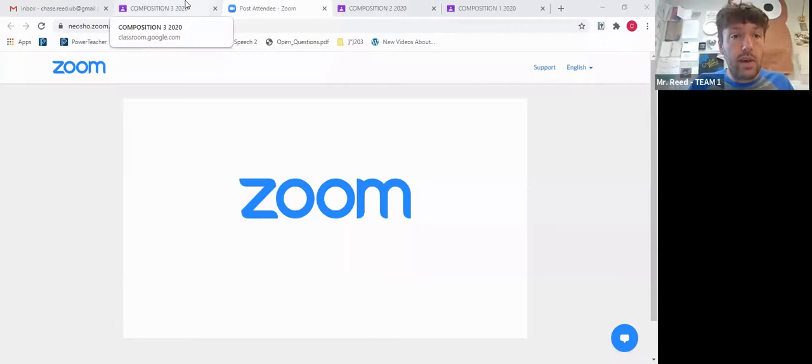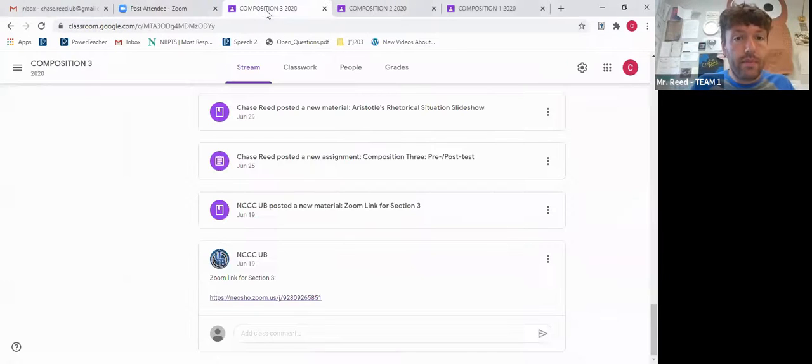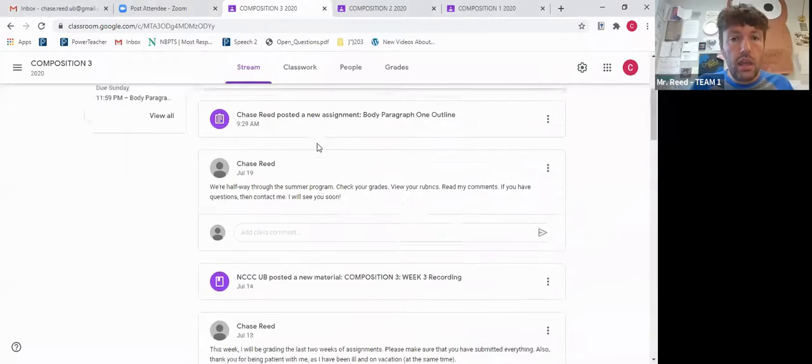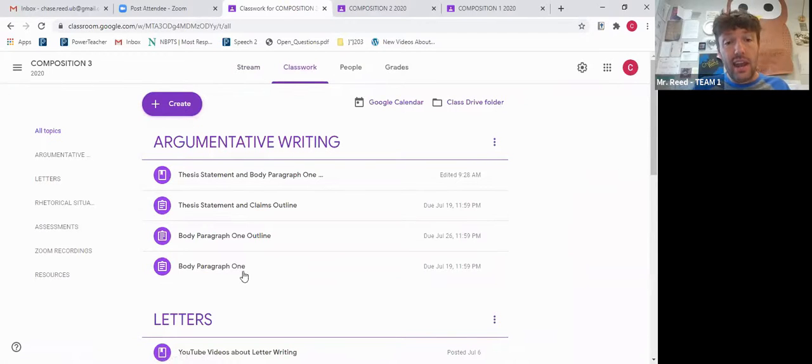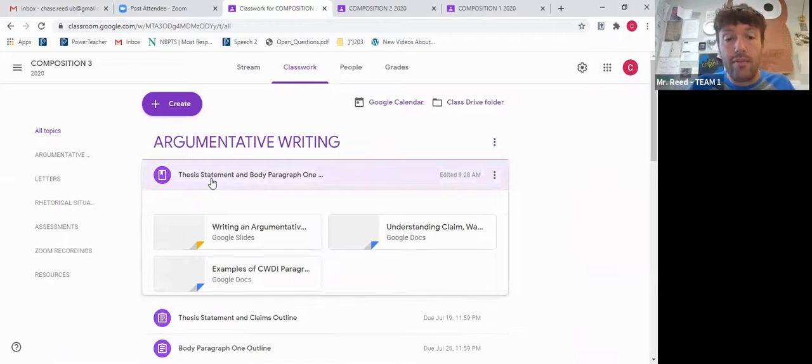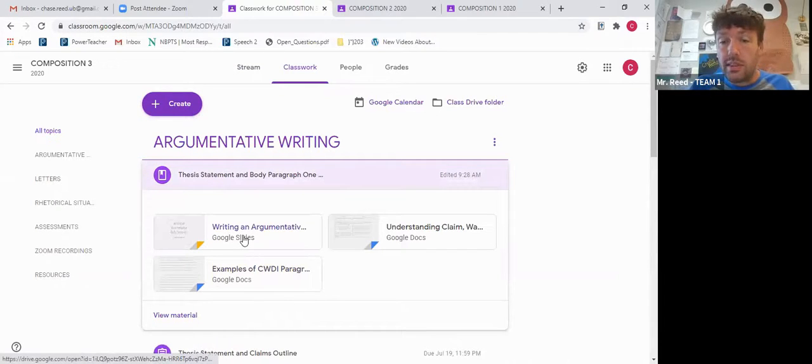All right, so composition 3, and let's go to classwork. We'll go to the argumentative writing, and you're going to see that there's a lot underneath that. So again, let's just go through these so you know what you have at your disposal before you get started. These are the resources where it says thesis statement and body paragraph 1. There are 3 resources. The PowerPoint that I went through last week is still here.